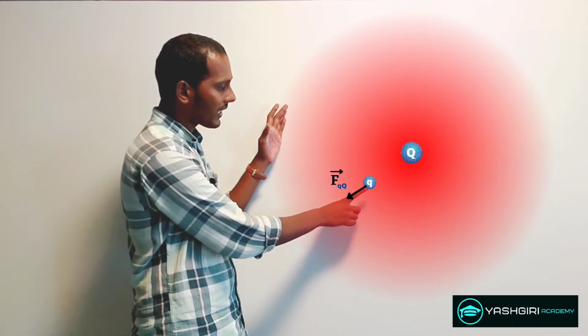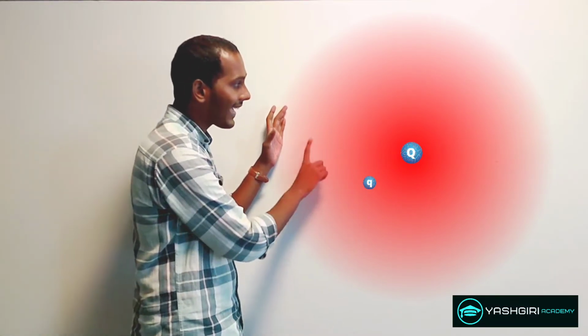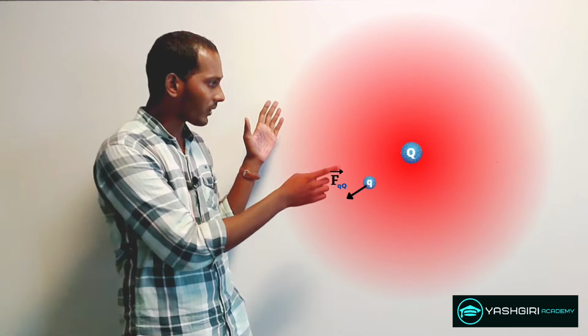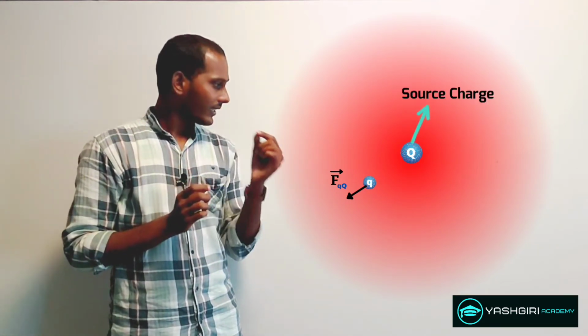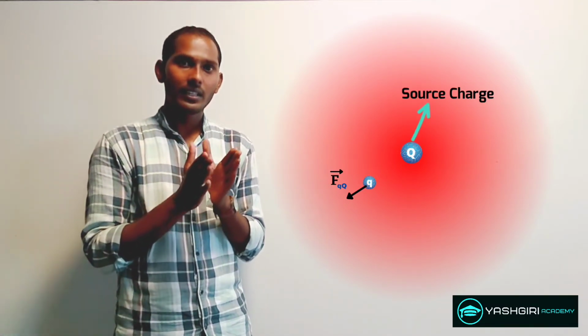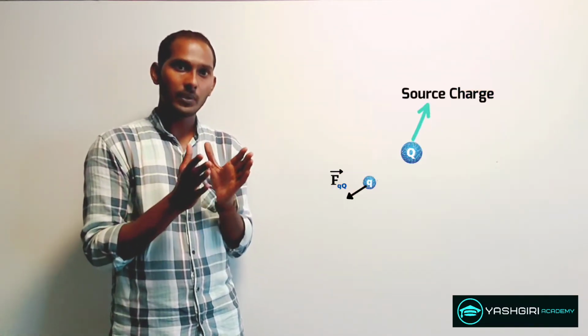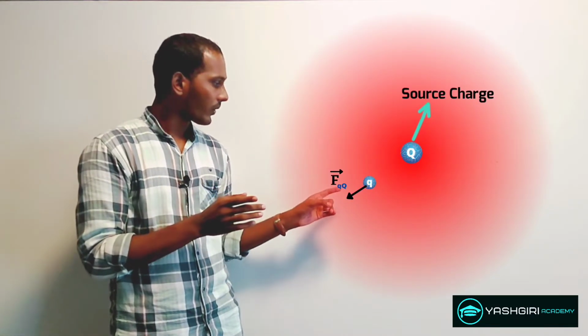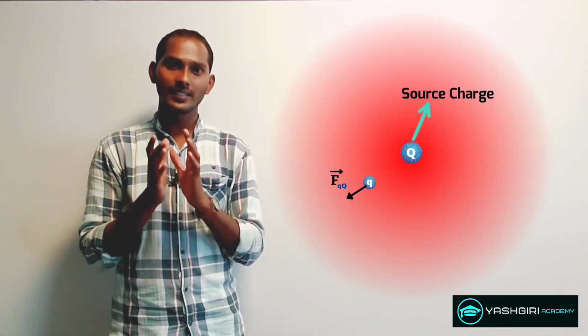So, the space in which this happens, in which the charge q will experience a force, we call that space an electric field. And the charge that is producing the electric field, that is your capital Q, we call a source charge, and the charge small q which is used to test the electric effect produced by the source charge, we call that charge our test charge.